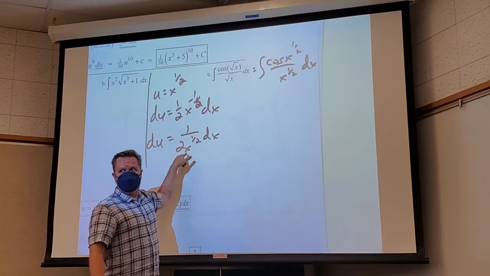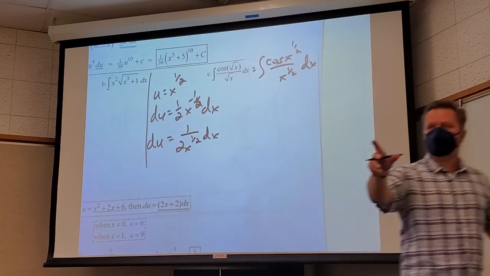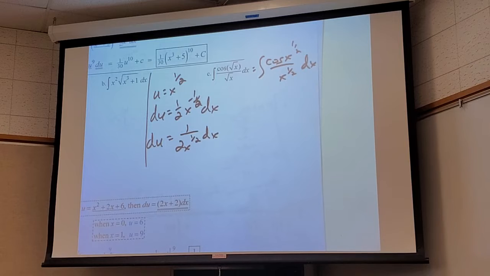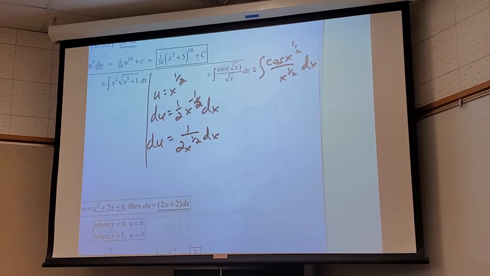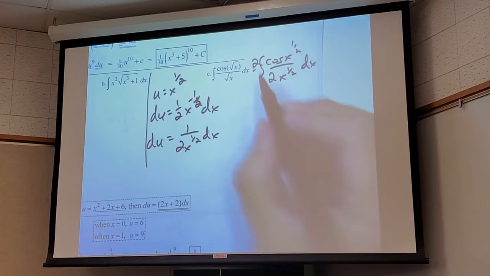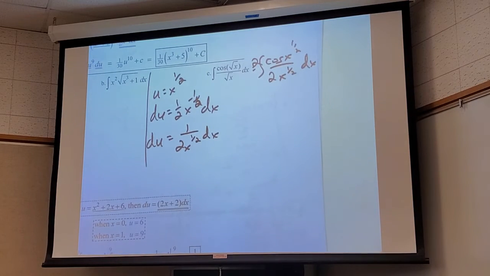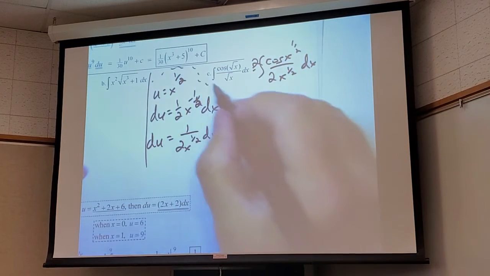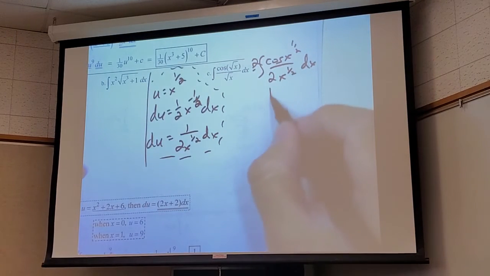The 1/2. So what do I have to do now to make that show up? What do I put on the outside? Good. If I put a 2 down here, I better put a 2 up here so they would cancel. So this is my little side work. And now I'm going to rewrite this integral.